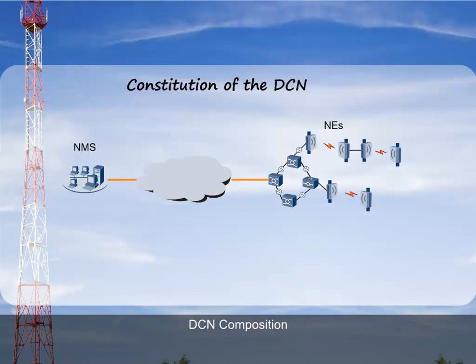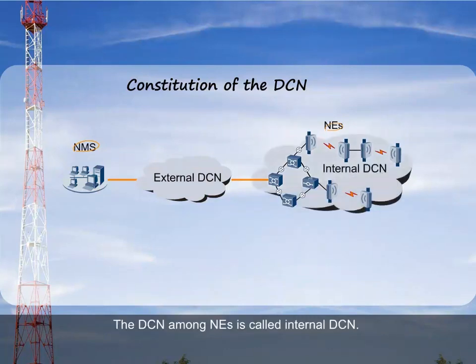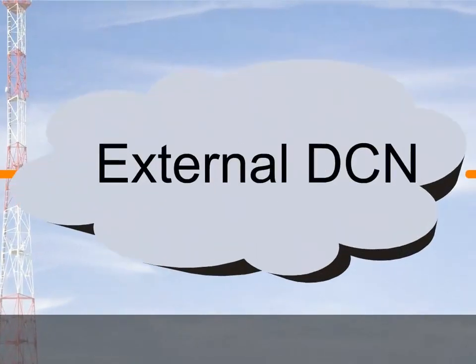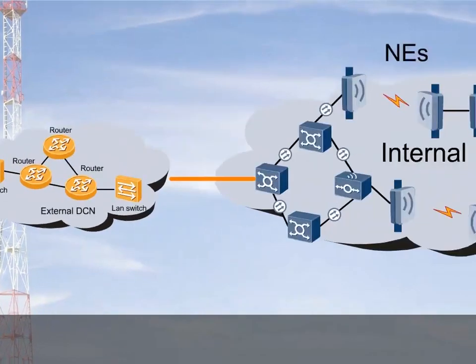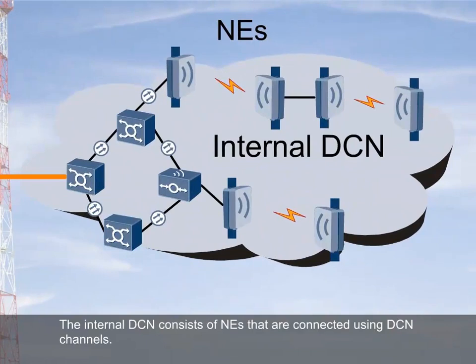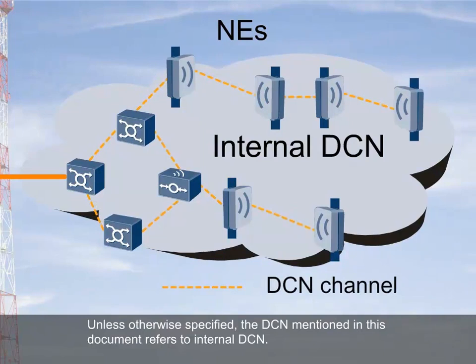DCN composition. The DCN contains two types of node, the NMS and NE. The DCN between the NMS and NEs is called external DCN. The DCN between NEs is called internal DCN. The external DCN consists of data communication devices such as Ethernet switches and routers. The internal DCN consists of NEs that are connected using DCN channels. Unless otherwise specified, the DCN mentioned in this document refers to internal DCN.